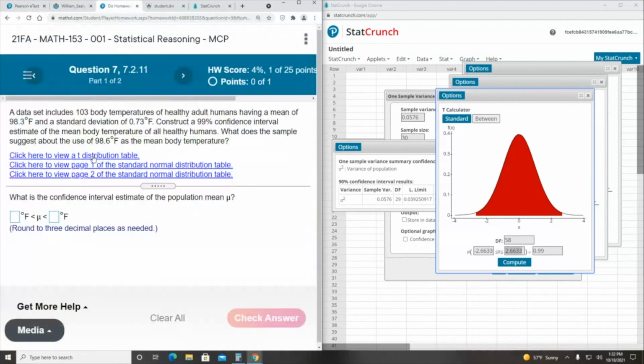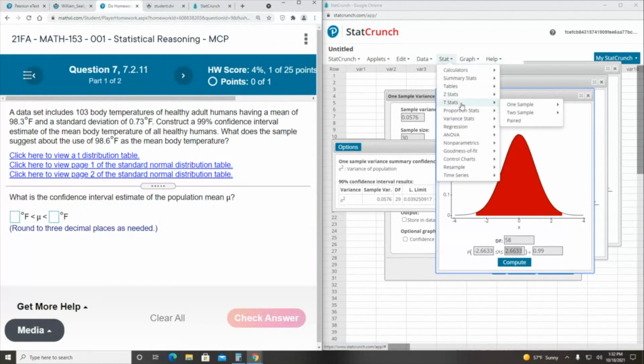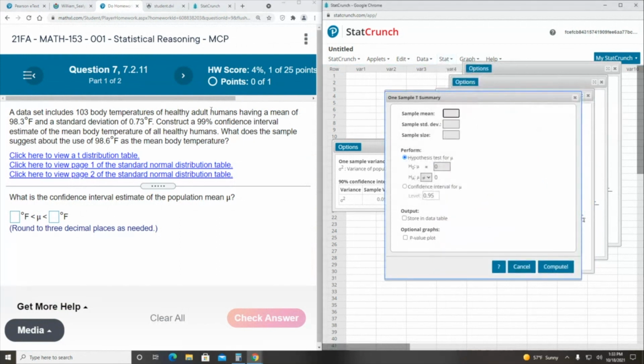They give us tables if we want to use them, and we don't want to use them because we have nice tools built into StatCrunch. We go to stat. We go to t stats because we've just determined we need to use t because we don't know the standard deviation of the population, sigma. There's only one sample with a summary. The sample mean they gave us was 98.3. The sample standard deviation was 0.73. And the sample size was 103.